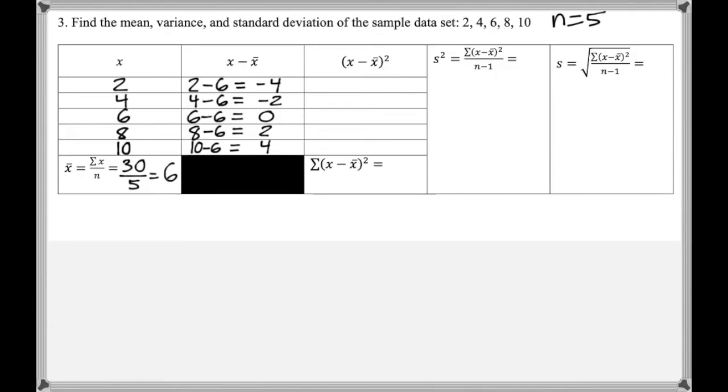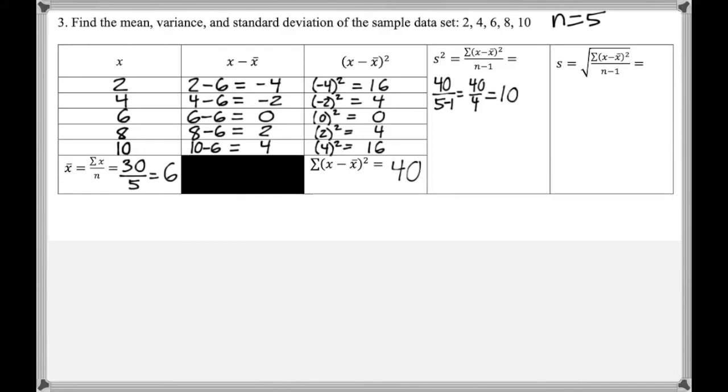The next column is x minus x bar squared. So each of these numbers I want to square. And I get 16, 4, 0, 4, and 16. And then if we add all of these up, we get 40. Next, I want to take this value and divide it by n minus 1. So this is 40 over 5 minus 1, which will be 40 over 4, which is 10.